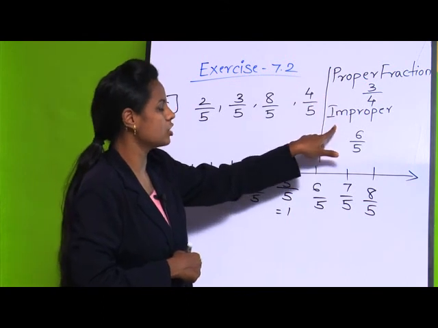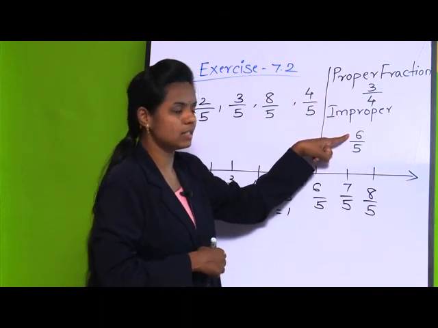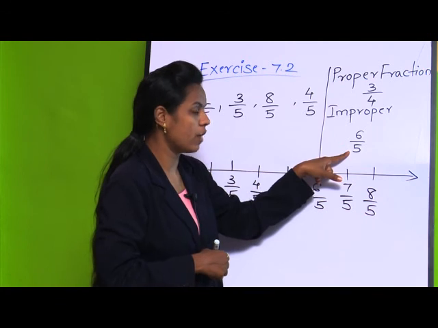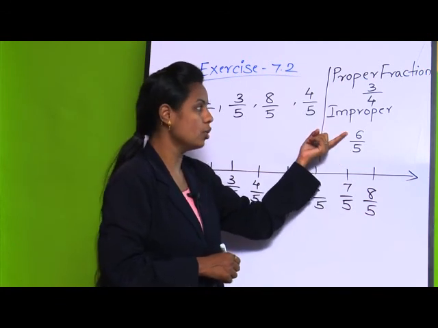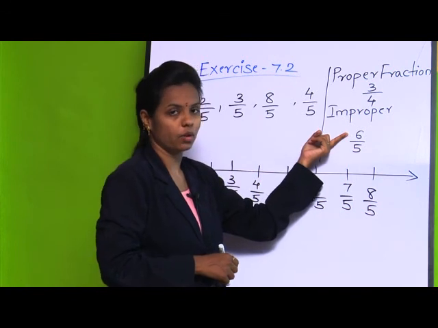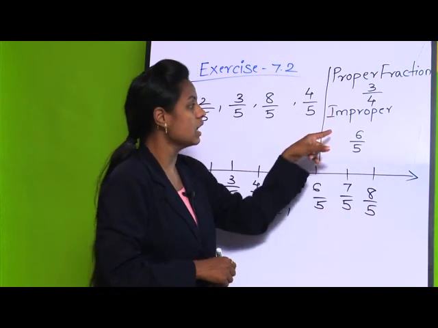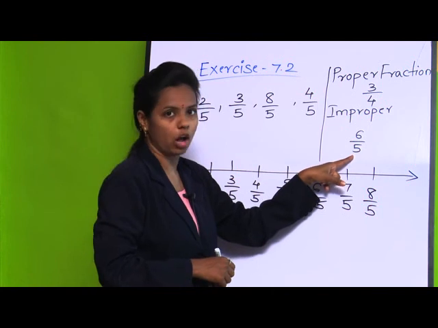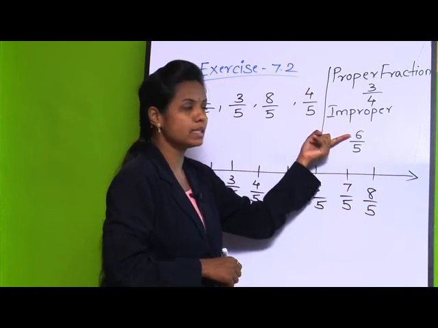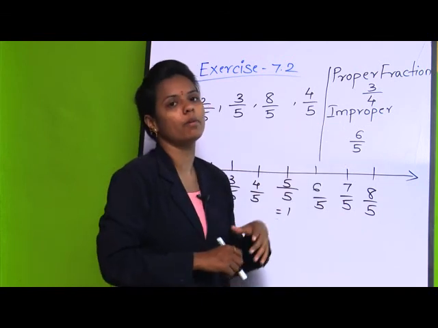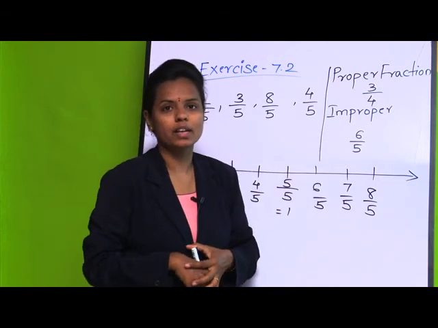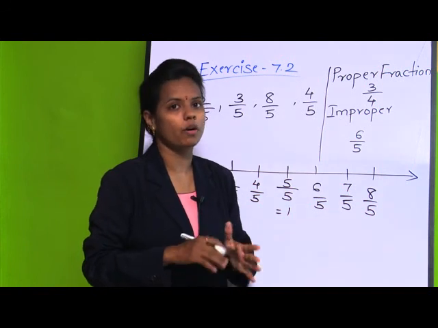And improper fraction, we have numerator as 6 and denominator as 5. It means denominator is small and the numerator is big. Okay, both are the different things. Here the denominator is small and the numerator is big. So, these type of fractions are called as improper fractions.